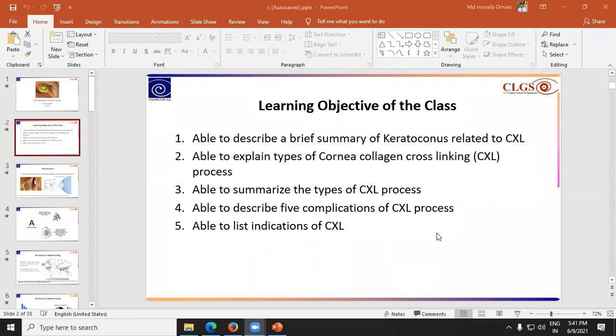What are the indications of CXL? Will you tell me? Indications. This is the easiest one. Hello, sir. Yes. Sir, there are three indications. The first is progressive keratoconus, the second is young age, and the third is management of corneal ectasia. Okay, good. And anything, like when we see that keratoconus is progressing, Ayushi?